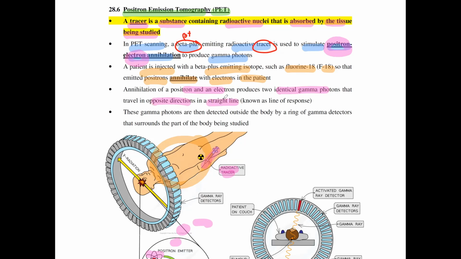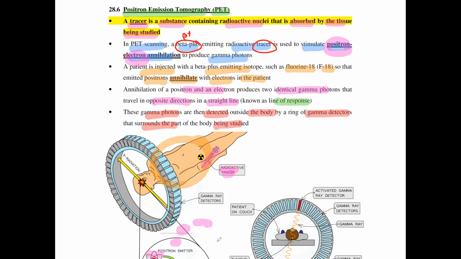Okay, so the positron and electron annihilate each other, and then what you're going to get at the end is two gamma ray photons that travel in a straight line. When they travel in a straight line, that is known as your line of response. So what you want to do from there is then to detect these gamma ray photons that are emitted. The gamma photons are then detected outside the body by a ring of gamma detectors that surrounds the body that is being studied.